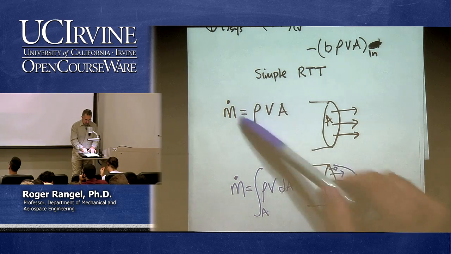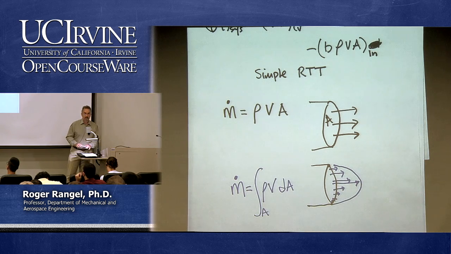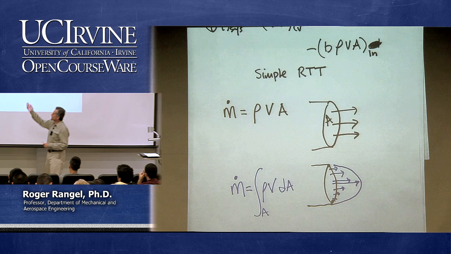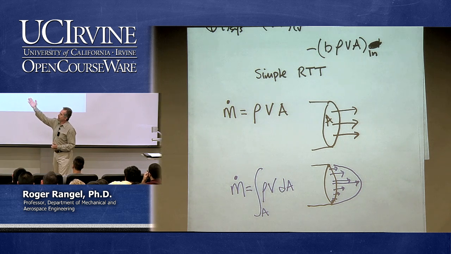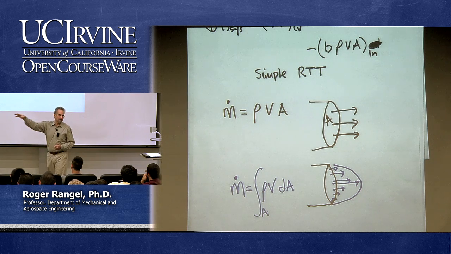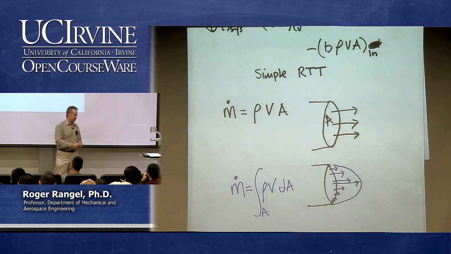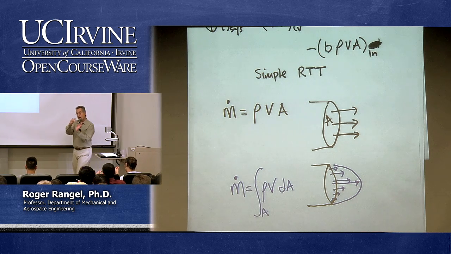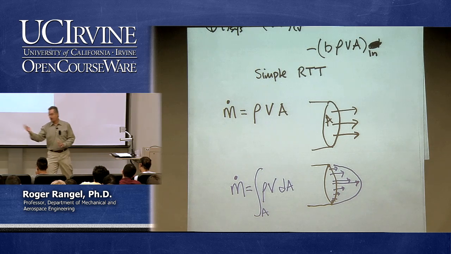So you see how we went from the very simple expression to one that is a little bit more accurate by doing an integral. Because if you take the density and the velocity as constants, you would take them out of the integral sign and you go back to the previous equation. So there is one way in which one component of the Reynolds transport theorem becomes more general.